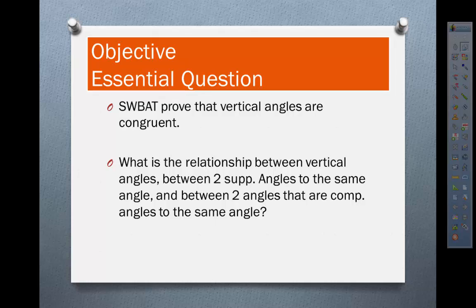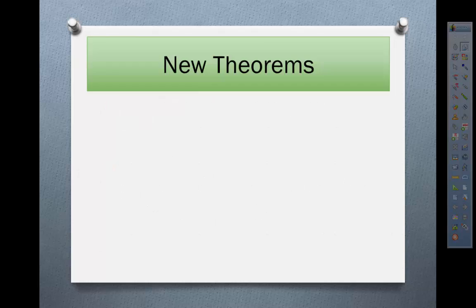So anyhow, the essential question: what is the relationship between vertical angles, between two supplementary angles to the same angle, and between two angles that are complementary angles to the same angle? Okay, well, that all sounds a little bit confusing, but we'll actually study each one of these theorems, so we'll prove them also. So there's quite a bit of work and proving going on in this section, so pay attention.